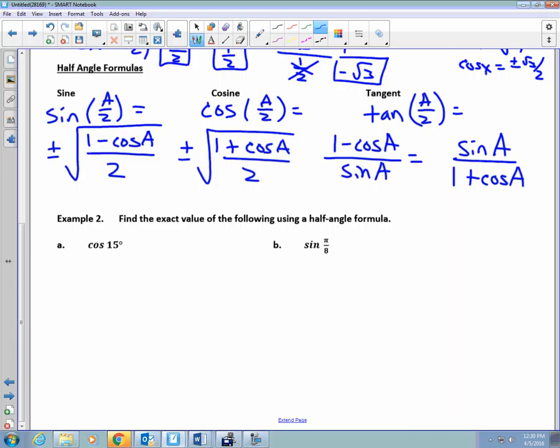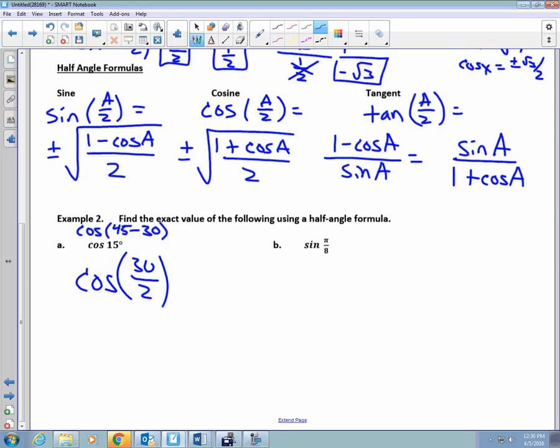Example number 1, cosine of 15 degrees. Have we done this problem before? When did we do it? Very good. When you did a difference formula, cosine of 45 minus 30. But I can use a different approach now. Instead of a sum or difference formula, I can use a half angle formula. 15 is half of what? 30. So I'm going to do the cosine of 30 over 2.